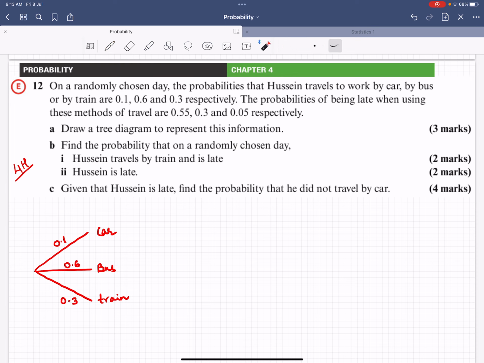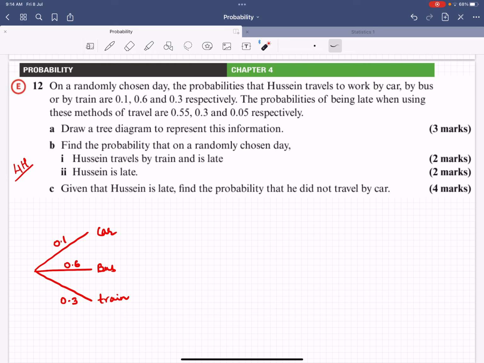Now, one thing is notable here. Since we know that all these three branches add up to 1, there's no other mode of transport. For example, if these did not add up to 1, then we would know that there could be another option, say, that he went walking. But since 0.3, 0.6 and 0.1 add up to a complete 1, these are all the possibilities of his traveling options.